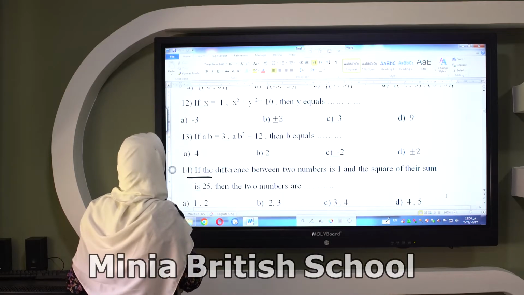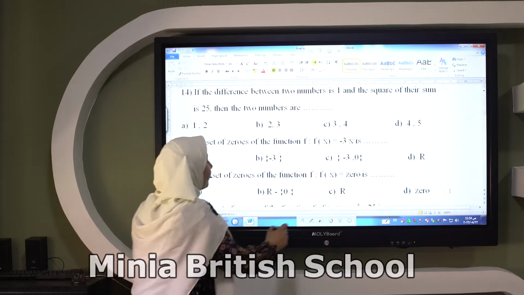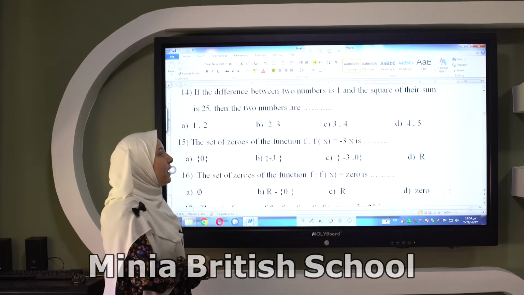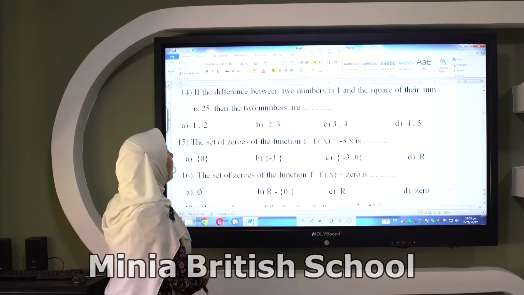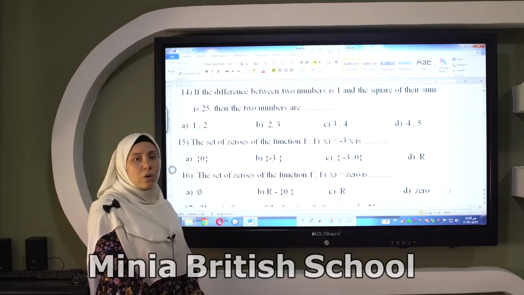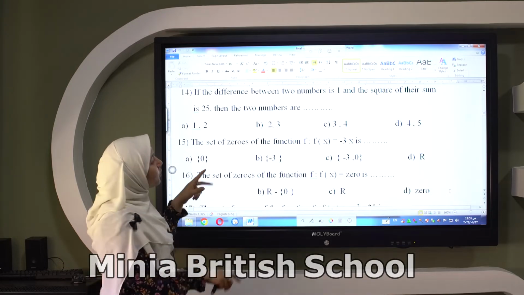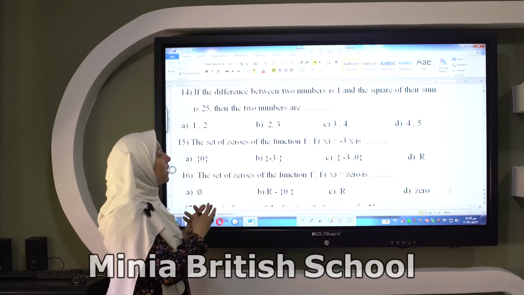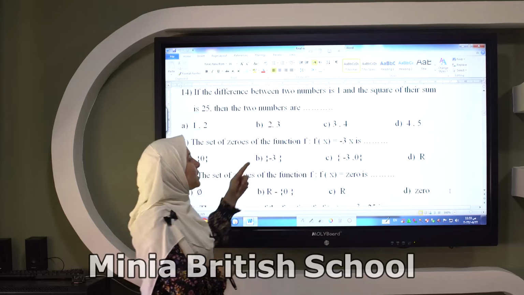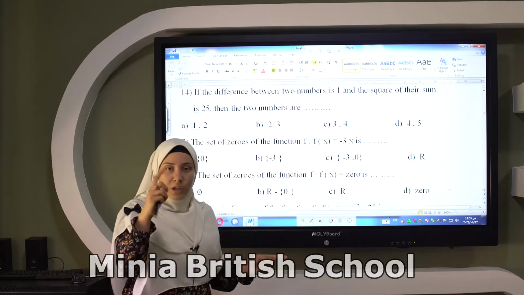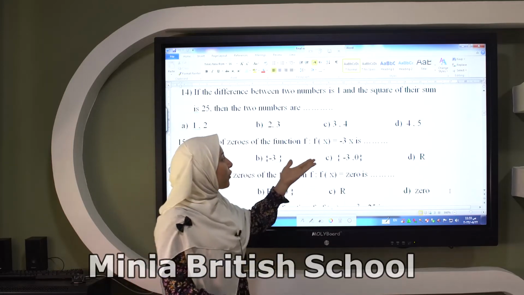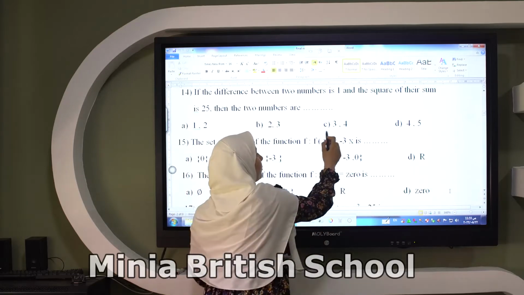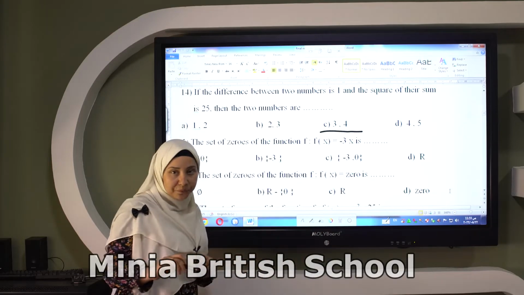The next one, number 14, if the difference between two numbers is 1 and the square of their sum is 25, then the two numbers are what? Here the difference between them equals 1 and the square of their sum equals 25. Yes, 3 and 4: the difference between them is 1, and the squares are 3 power 2 equals 9 and 4 power 2 equals 16, their sum equals 25. So the two numbers here are 3 and 4.